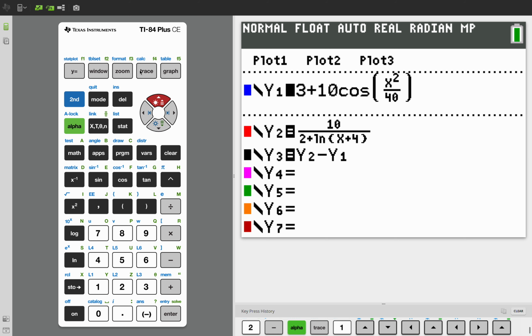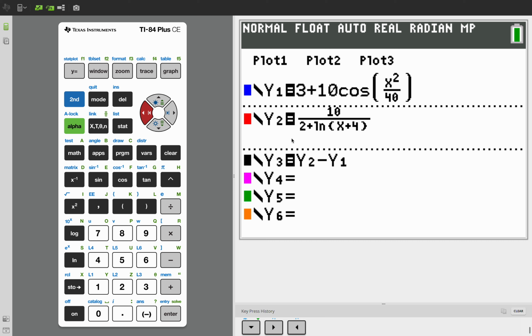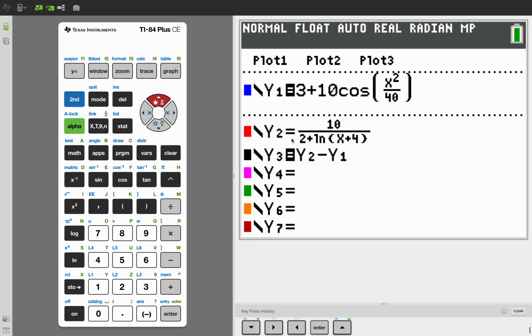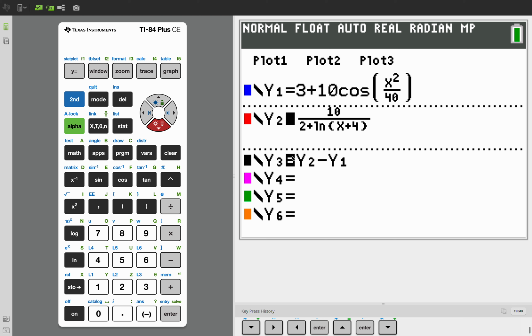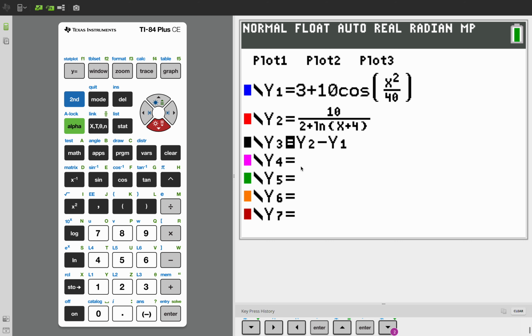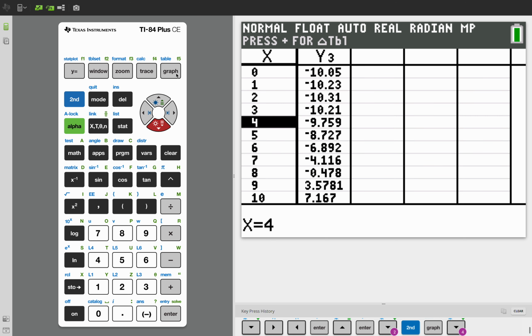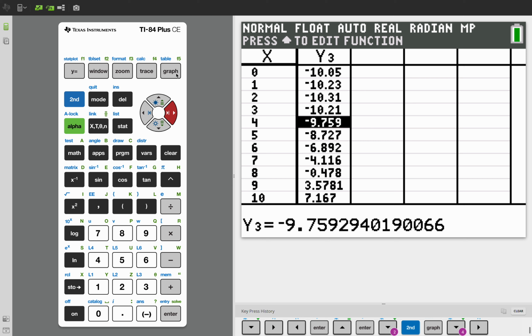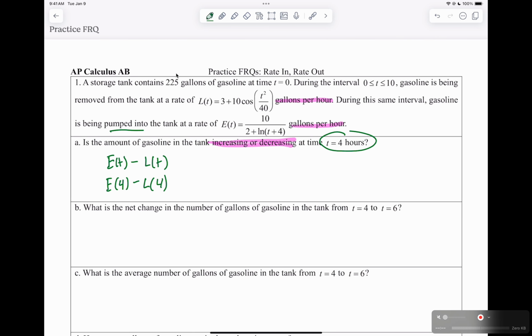I don't really care about y2, and I don't really care about y1 that much. So on your calculator, remove that, and the only thing I want is basically y2 minus y1. I'm going to go to second graph or second table to figure out what my value is at 4. And you can see that at 4 I have negative 9.7592. So this is going to be about negative 9.7592.